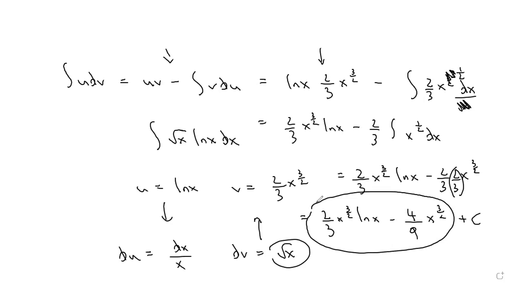Okay, the next one is interesting. The next one is another one where you really only have one choice for the choices of U and V. At least that's what it looks like. So let's do that one.